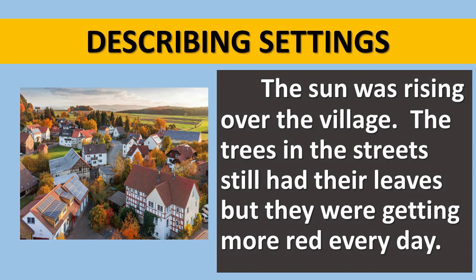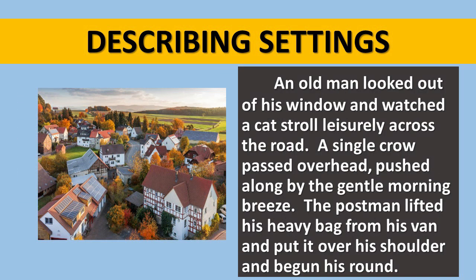Now let's focus on some of the smaller and less obvious details. An old man looked out of his window and watched a cat stroll leisurely across the road. A single crow passed overhead, pushed along by the gentle morning breeze. The postman lifted his heavy bag from his van and put it over his shoulder and began his round. So we've got this piece of writing now that is focusing on some of the smaller, less obvious details. We've got a cat, we've got a bag being put on a postman's back, and we've got a breeze, and we've got a bird in the sky.